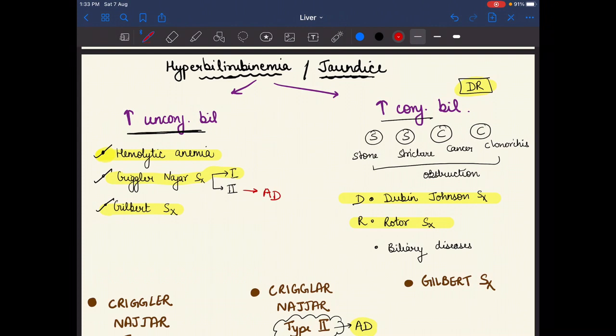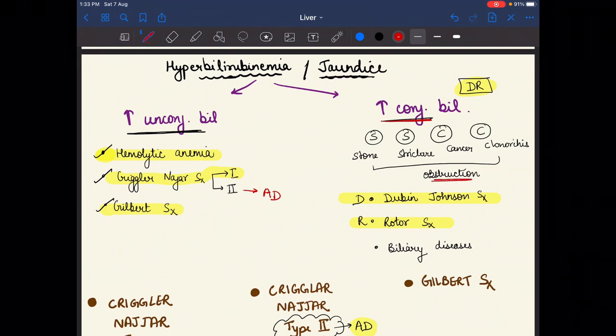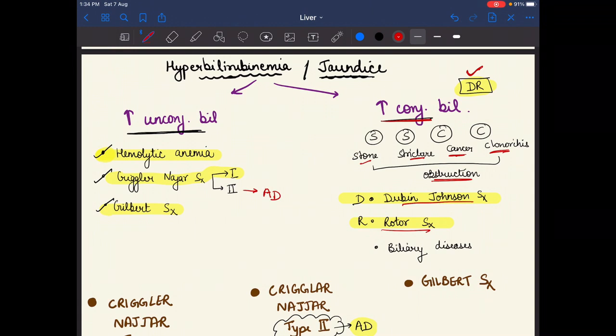Now the conditions in which we find an increase of conjugated bilirubin are due to obstruction. Obstruction is due to stones, stricture, cancer, or clonorchis. For increased conjugated bilirubin we can remember DR, that is Dubin-Johnson syndrome and Rotor syndrome. So conjugated bilirubin is increased in DR, that is Dubin-Johnson syndrome and Rotor syndrome, and also in biliary disease we find an increased level of conjugated bilirubin.